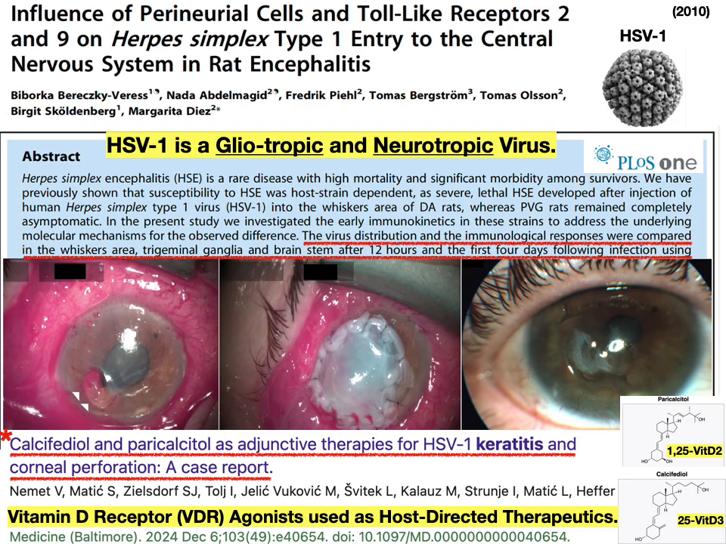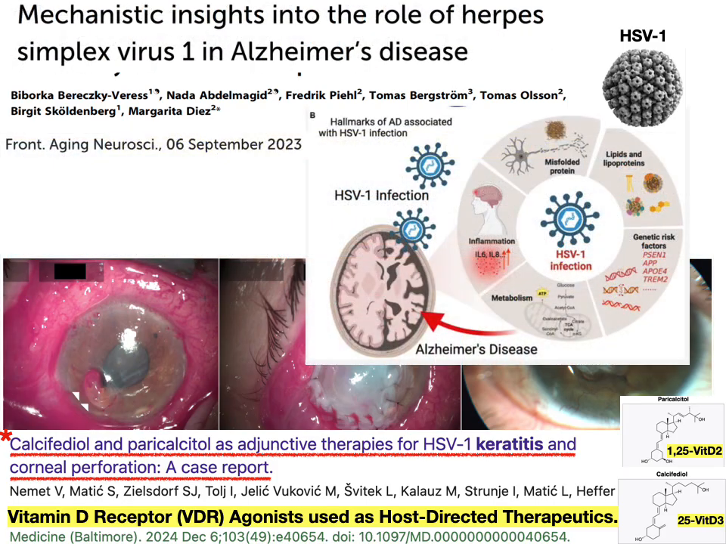So utilizing calcifediol and paricalcitol to stimulate vitamin D receptors is a means of helping to suppress immunocompromised tissues, ones that are prone to viral reactivations, in this case, herpes virus reactivations. Can this same strategy be used in other contexts, such as Alzheimer's disease?